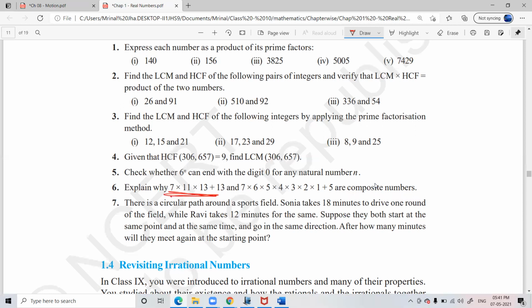Same way, here also you have this whole thing plus 5. So in this you see that both these terms have a 5 in common. So you will take 5 common and write 7 into 6 into 4, 3, 2, and plus 1. So 5 is a common factor for this number again. That's the reason this will also be composite.